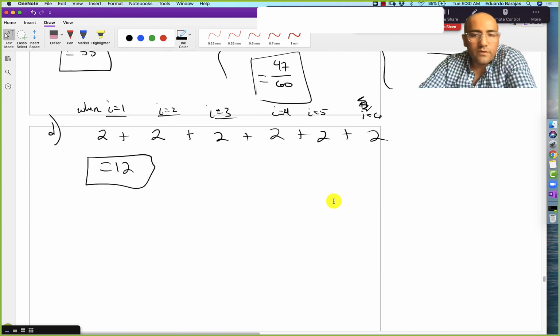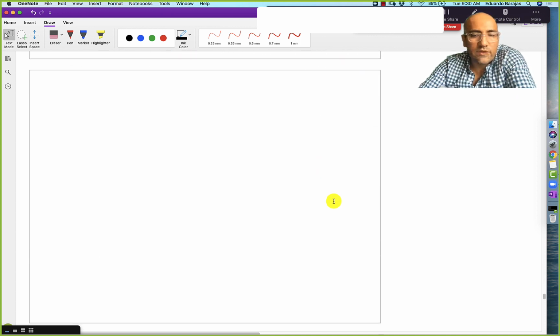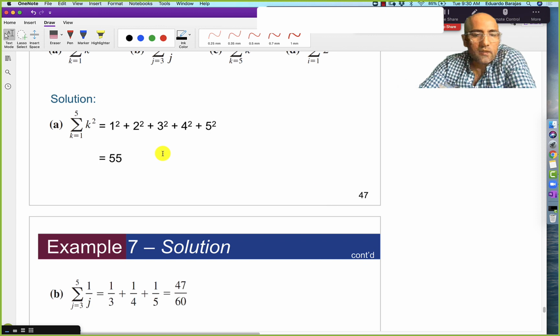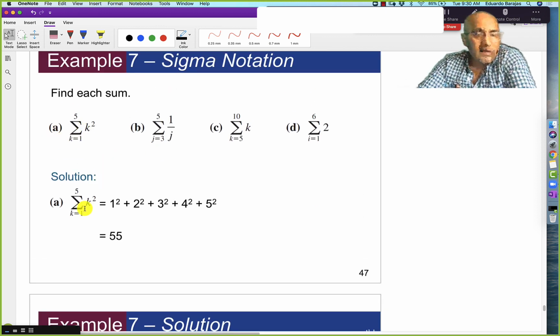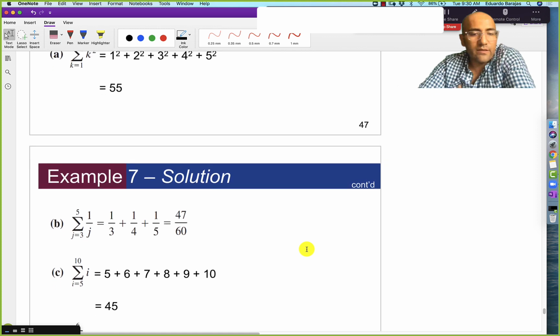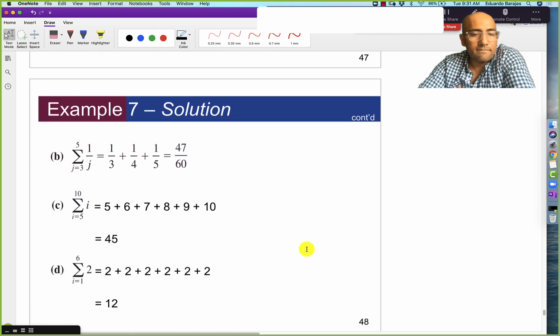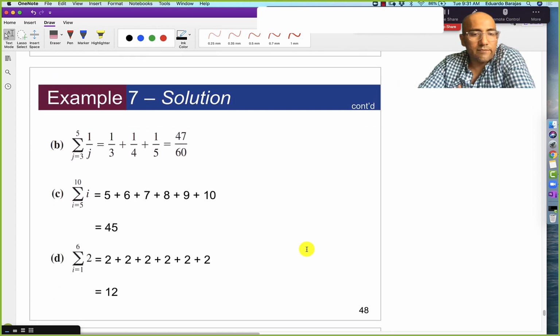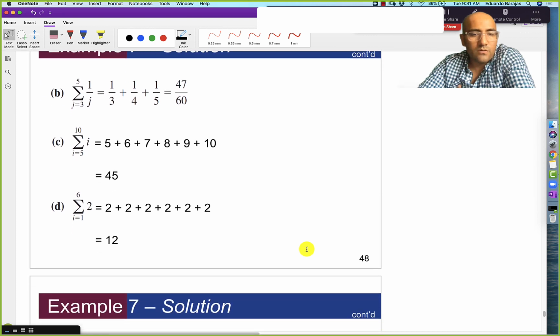Good. Okay, here. So let's see what the author did. Probably the same, hopefully, unless I did something wrong. Okay, so for A, we're replacing the K value with 1, then 2, then 3, then 4, then 5, and every time we were squaring them, so we get these. And then we get that. And then for B, we start off at 3, so it's going to be 1/3 plus 1/4 plus 1/5. And here's C and here's D.